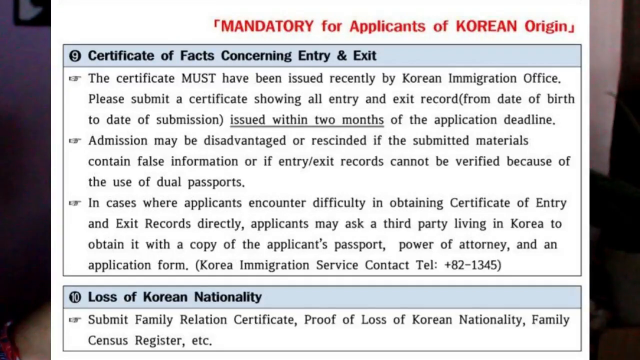And this is the rule for applicants of Korean origin. So if you're Korean but an international Korean, you studied abroad, I will put the screenshot so you can read it yourself, because there are lots of things that I don't understand.